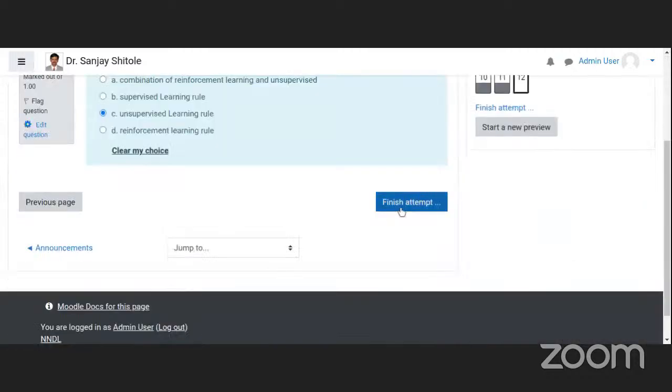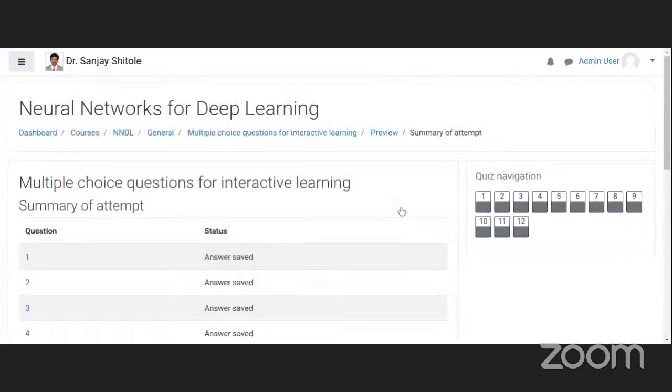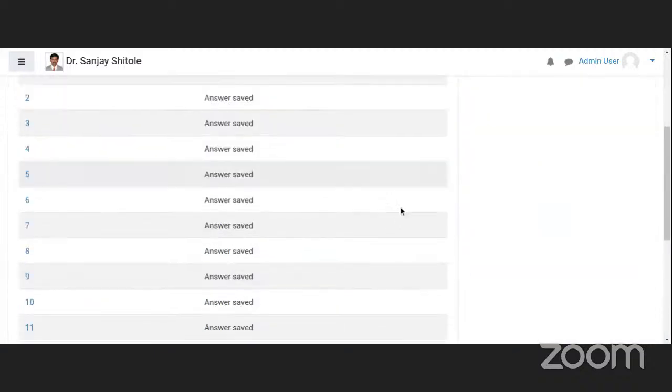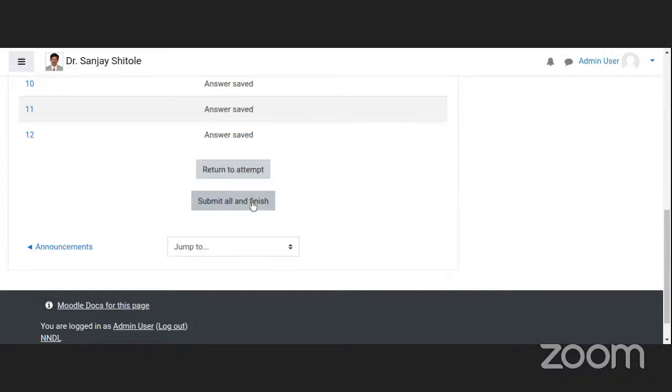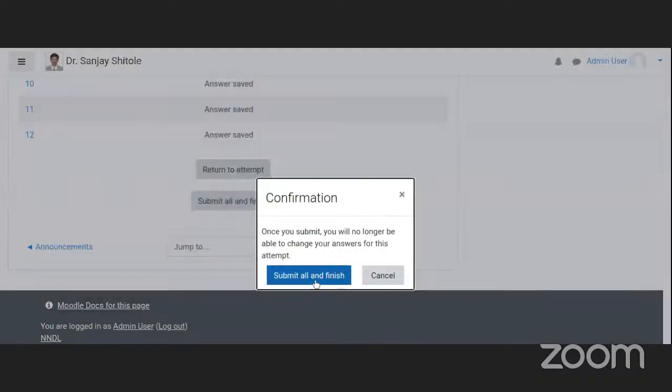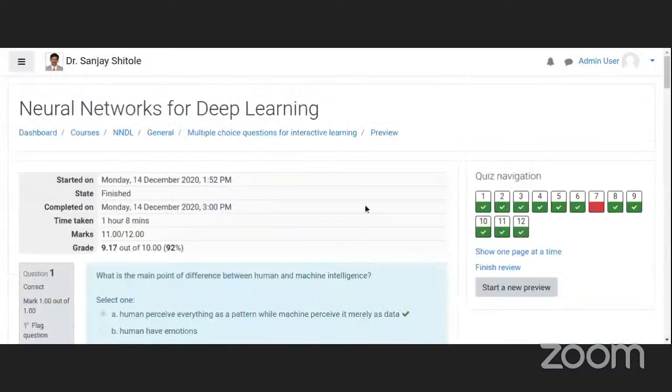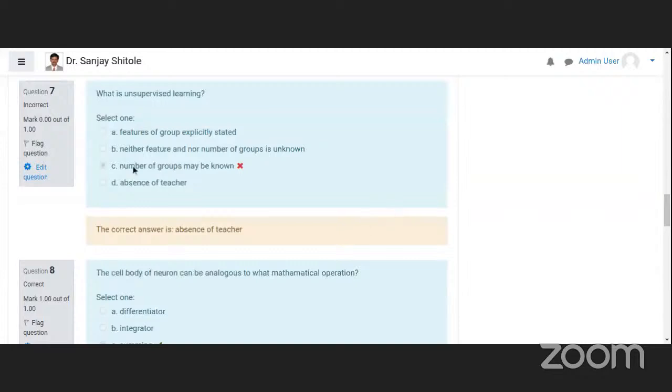Okay, finish. Now we will finish it. Let's see, answer saved. Submit all and finish, because we want to see what are the correct answers we gave or not. So here right side it indicates that most of the answers are correct. Only question number 7 we gave the incorrect answer. So I will click onto this 7. What it says, what is unsupervised learning? Oh, so here the correct answer is absence of teacher. Already you know that. But by mistake we have kept it.